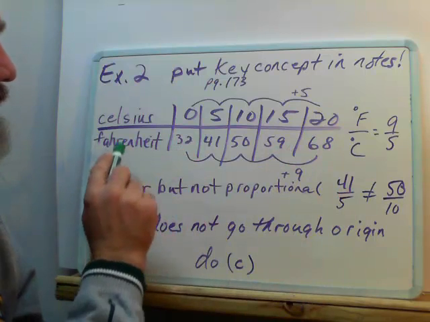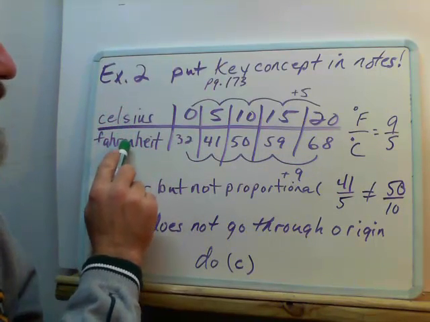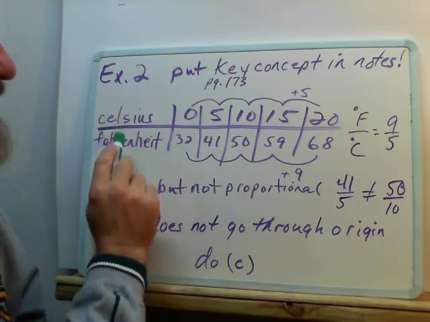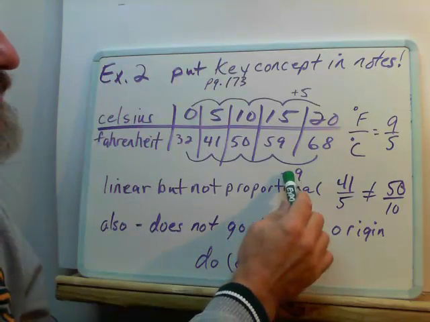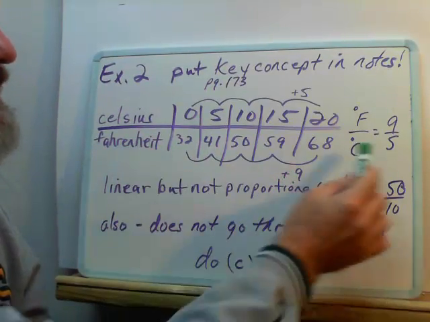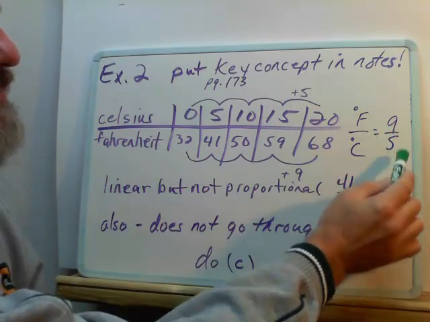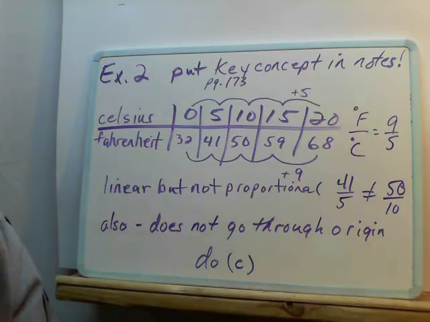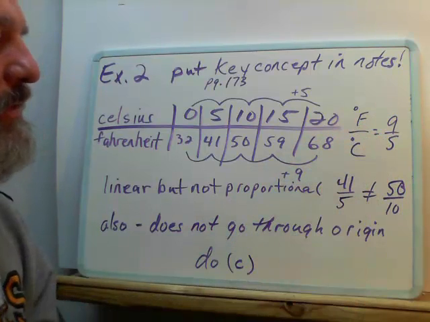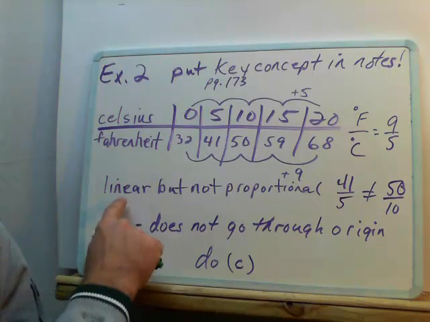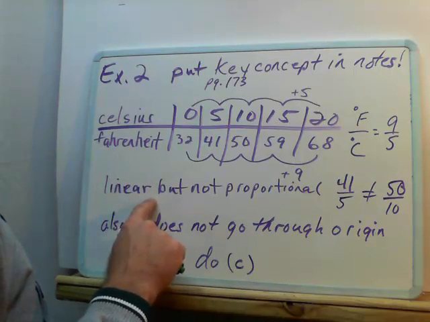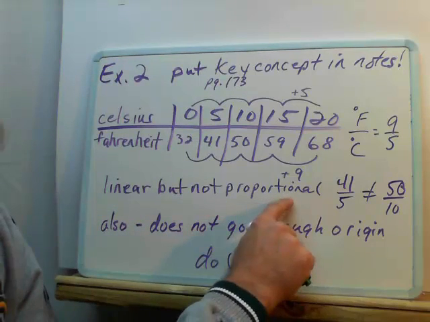So again we have, this is the x and this is the y. This is input and output, we could call it. So it's the y 9 over the x 5, so it's 9 over 5 degrees Fahrenheit to degrees Celsius. So we put that it is indeed linear, but it is not proportional.